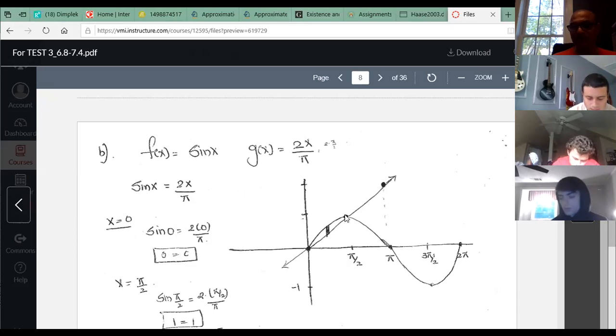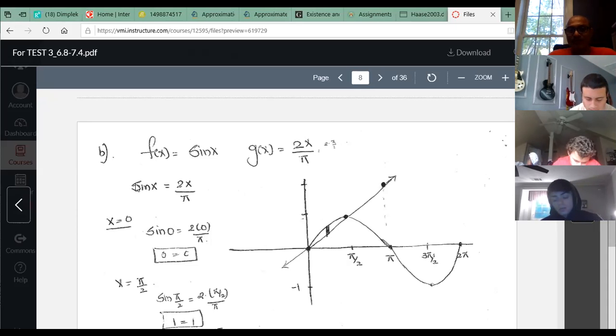If you want to find the point of intersection, in that case, you can equate these two functions: sin x equal to 2x over pi. You can do it like this. Okay, now, but how will you equate these two functions? One side you have a linear function, the other side you have a trig function, right?